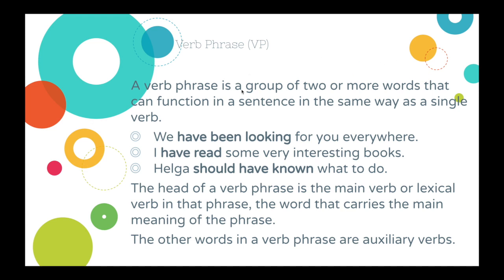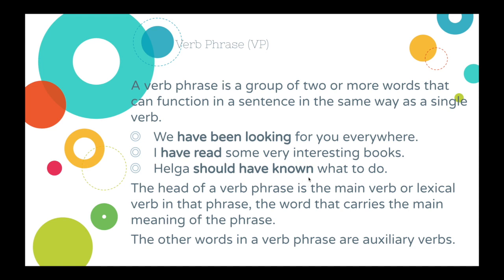So a verb phrase is a group of two or more words that can function in a sentence in the same way as a single verb. Like this one: we have been looking for you everywhere. The head of the verb phrase is the main verb, or lexical verb. For example, the main verbs are look, read, and known.